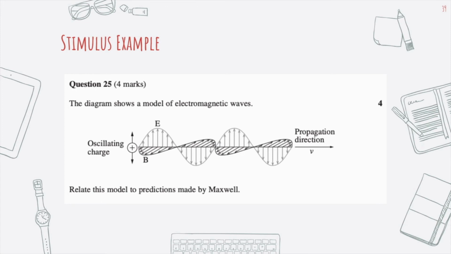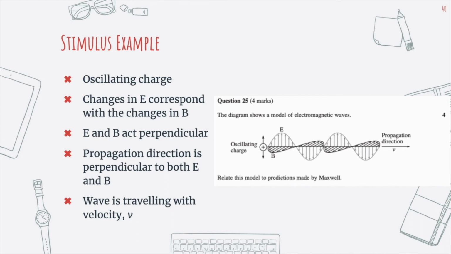Here we see a question which shows there's an electromagnetic wave and asks us to relate the model of the electromagnetic wave to the predictions made by Maxwell. Now the dot point here is obviously referring to Maxwell's predictions of the electromagnetic waves and some of the features that he predicted by unifying those electric and magnetic concepts. So, what can we see just from the stimulus alone?